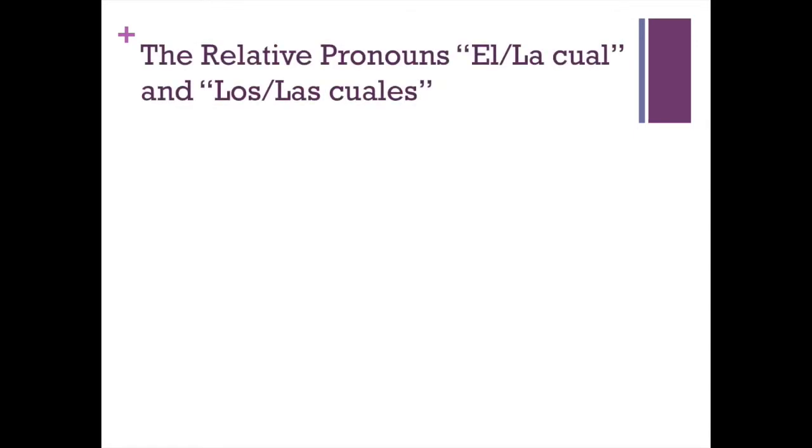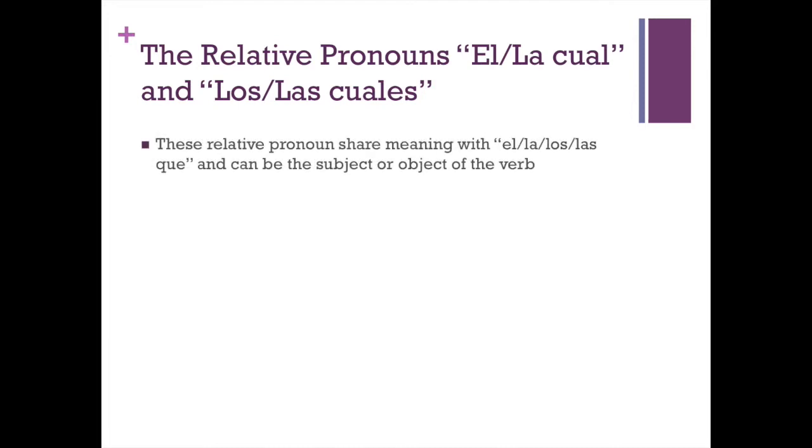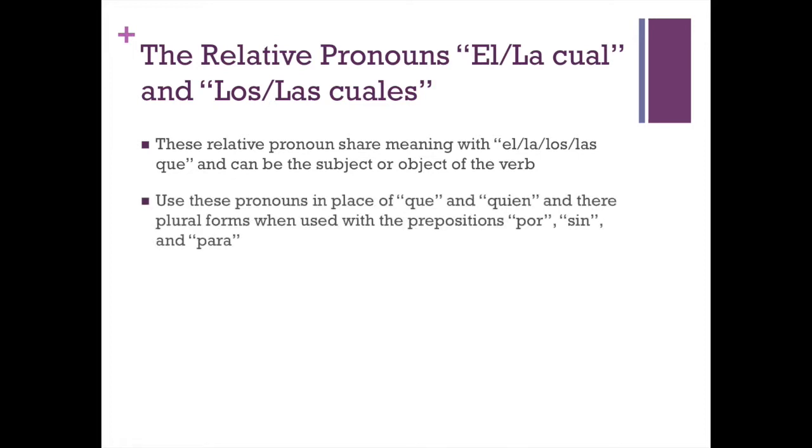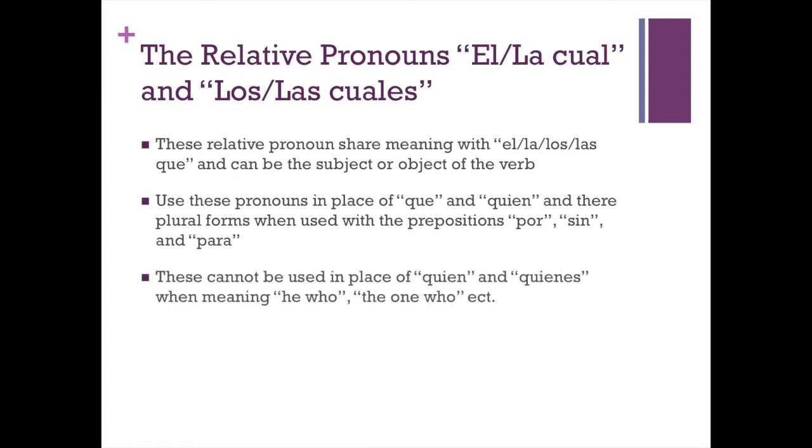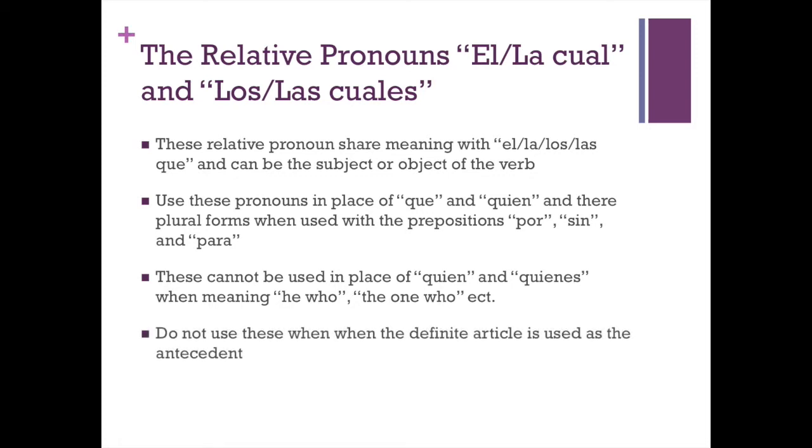The relative pronouns el cual, la cual, and los, las cuales. These relative pronouns share meaning with el, la, los, las, que, and can be the subject or object of the verb. Use these pronouns in place of que and quien, and their plural forms, when used with the prepositions por, sin, and para. These cannot be used in the place of quien and quienes when meaning he who, the one who, etc. Do not use these when the definite article is used as the antecedent.